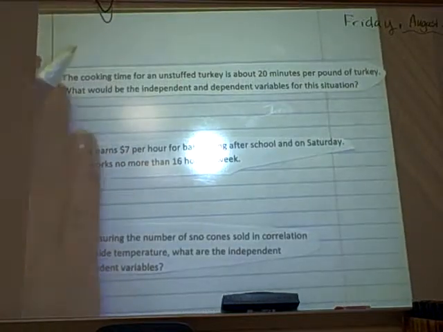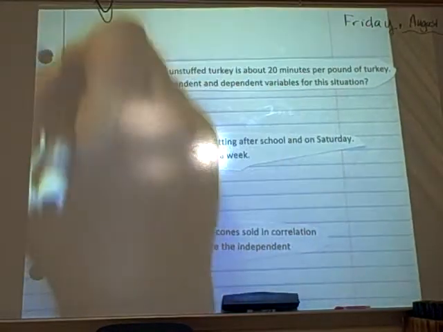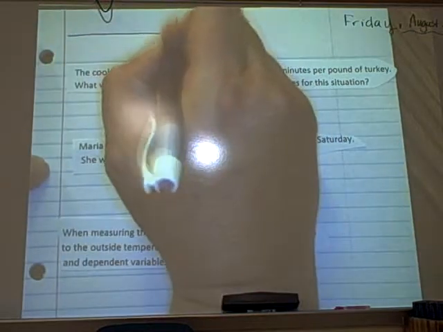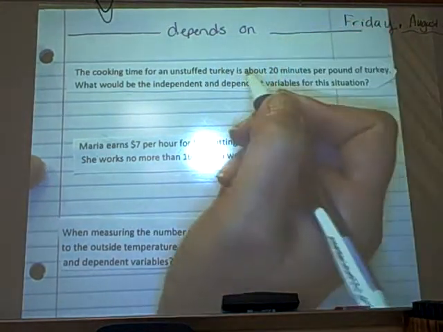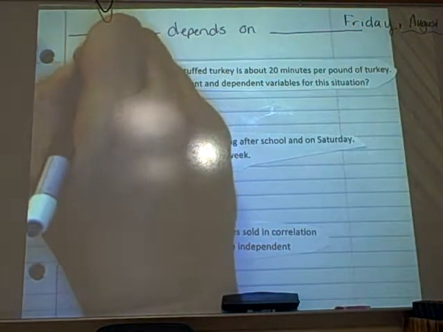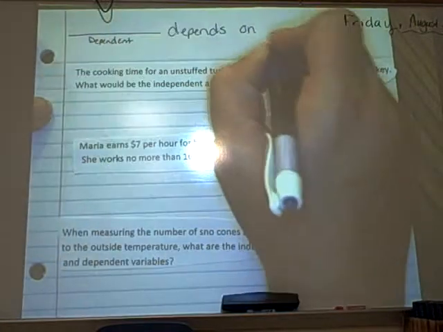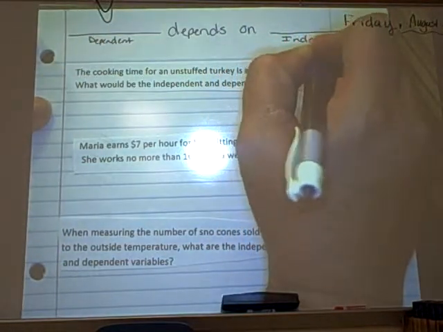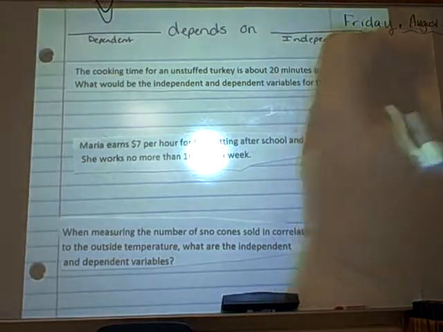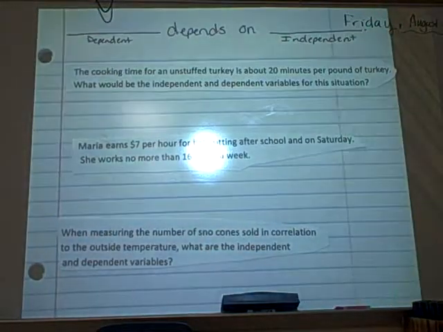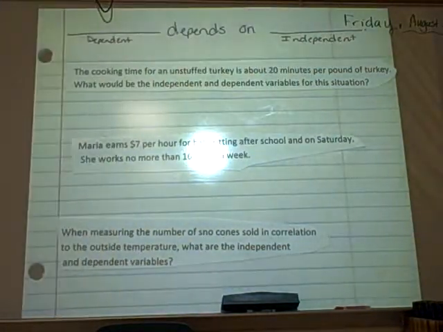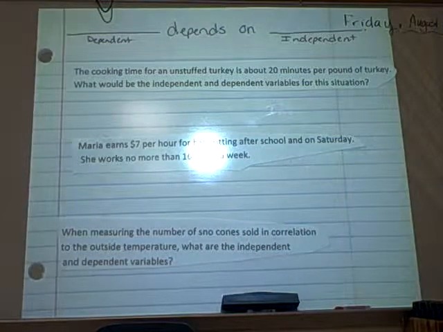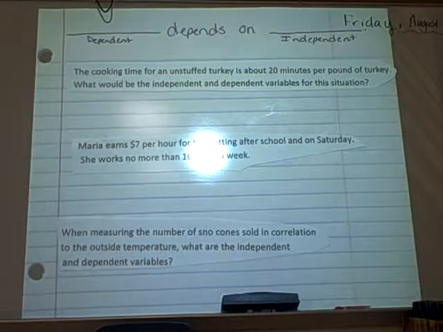Okay, at the very top of the page, I want you to write this: blank depends on blank. Which means this first one's going to be dependent. This last one's going to be your independent. So every time we look at a situation, we're trying to figure out which one's dependent and independent. Fill in the blanks to figure it out. Blank depends on blank. And I think you'll get the hang of it after the first couple of them.